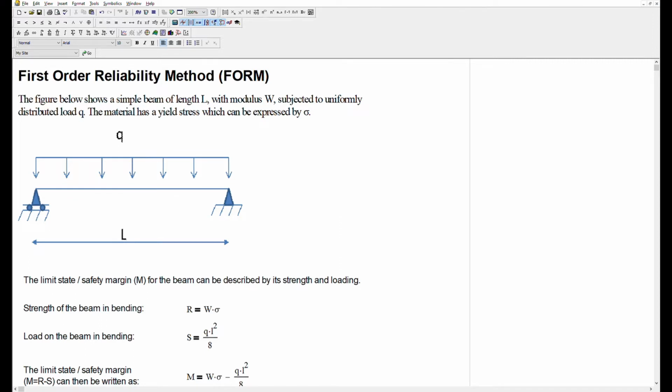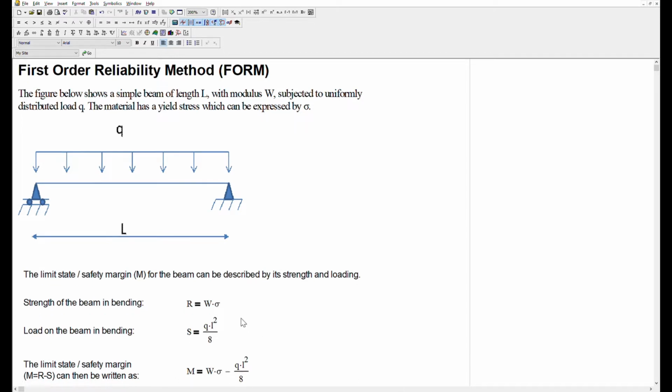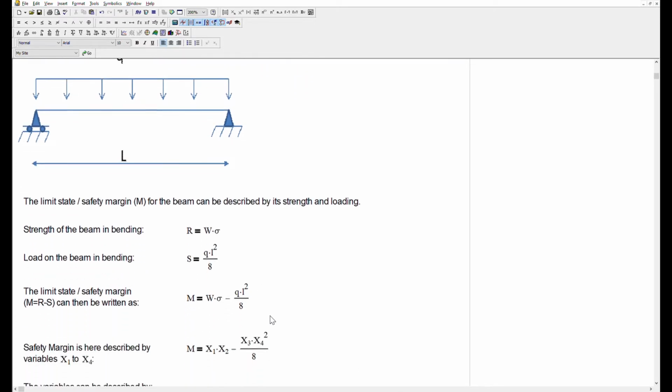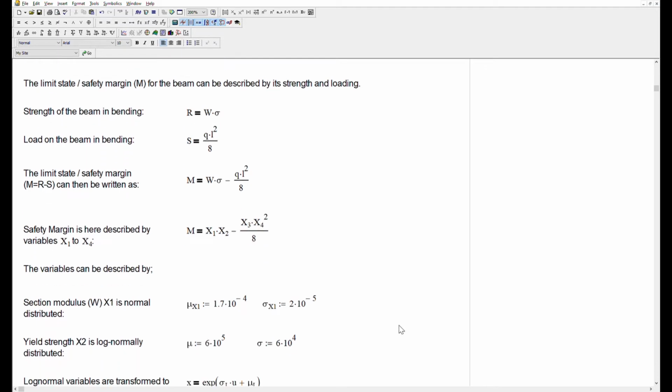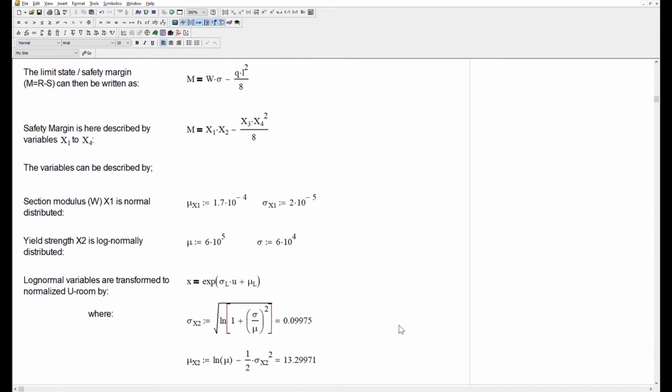So if we continue the same example with the beam, but now with first order reliability method, FORM, the beginning is similar with the limit state function as before. In FORM, we want to write this in variables x1, x2, x3, and x4. The variables are, as before, described by normal distributions for the section modulus, log normal for the yield strength, and here calculating the log normal standard deviation and log normal mean.